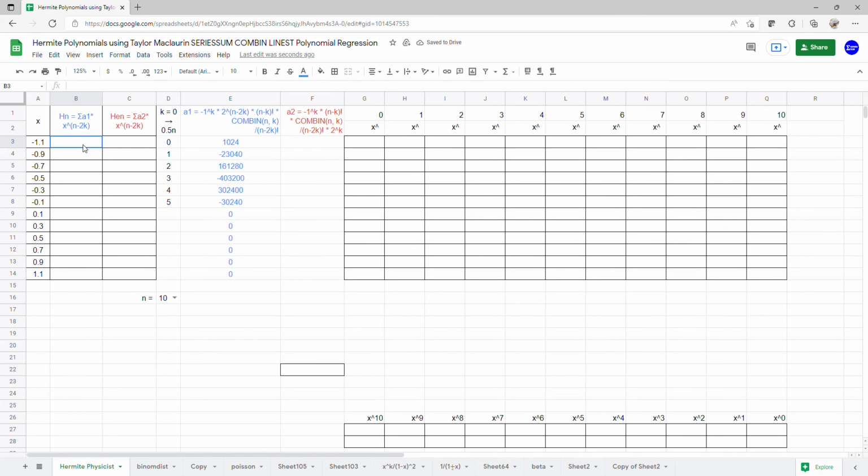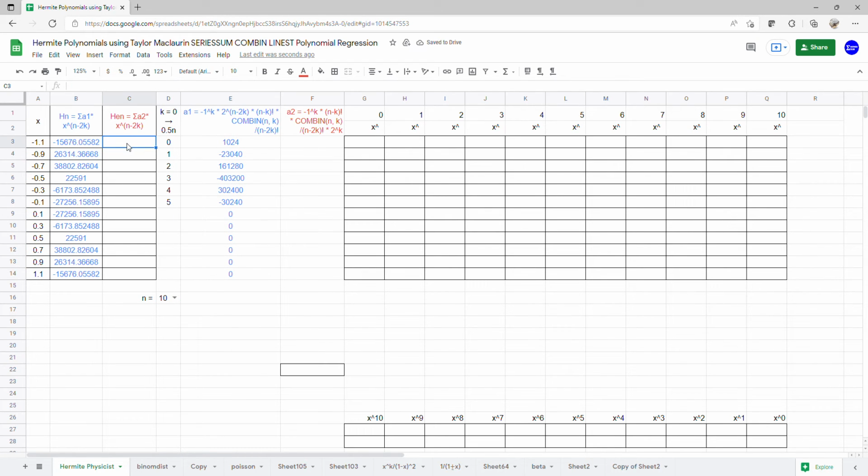Now we continue with the series sum expansion of the physicist Hermite polynomial. So array formula: series sum of the x values raised to the power n minus 2k. So it starts with n, incremented by minus 2. It's n minus 2k. And the coefficient will be this range.